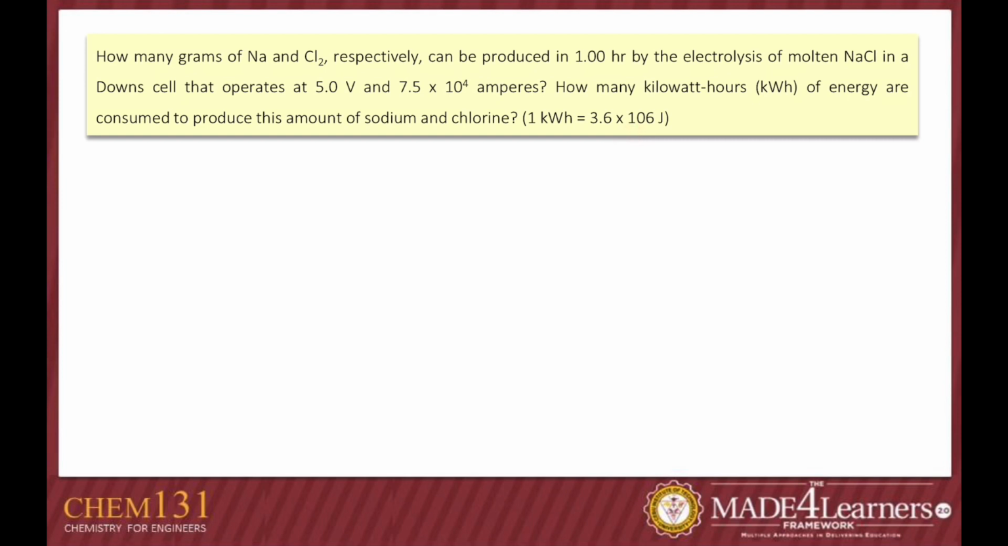So in this case here, we are given the current, which is 7.5 times 10 to the power of 4 amperes. And we're given the time, which is 1 hour. So let's just convert that directly to seconds. So that's 3,600 seconds. We're given the voltage, which is 5.0 volts.